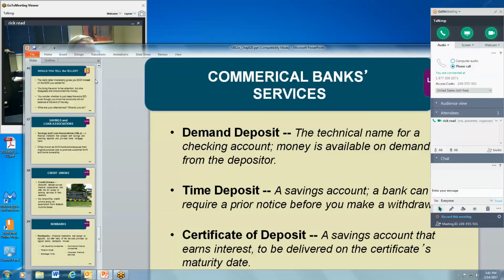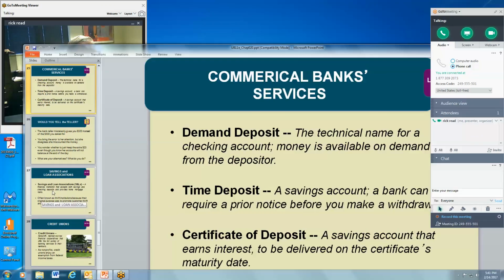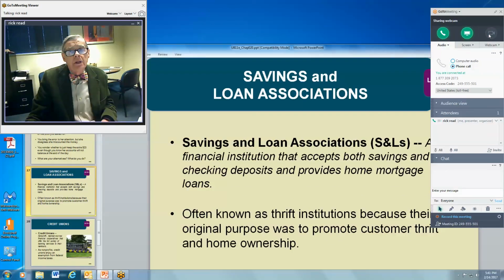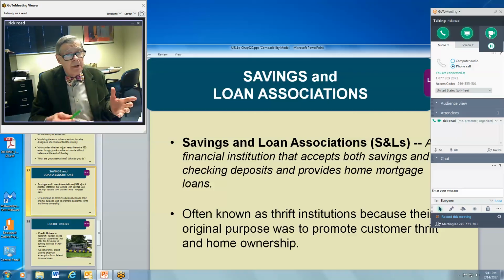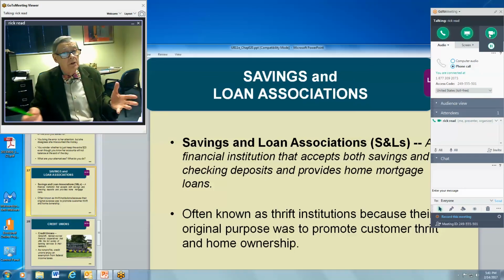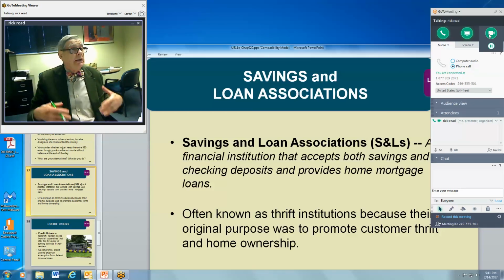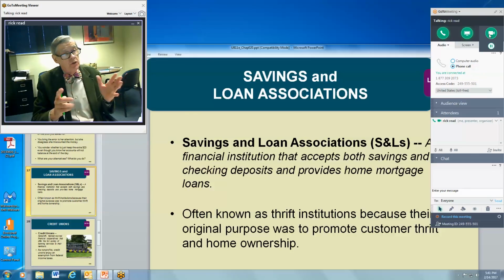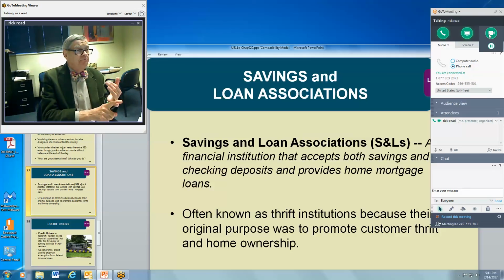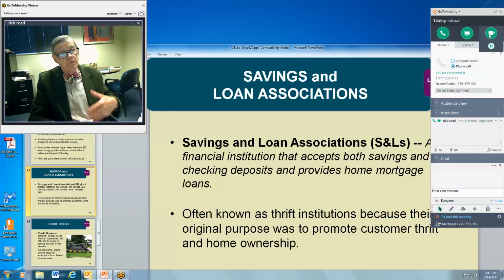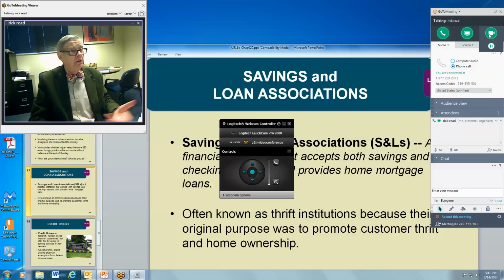A savings and loan, in many cases, performs the same functions as a traditional bank, as a commercial bank. Notice it has both savings and checking, et cetera, and it provides home loan mortgages. That is the primary purpose that savings and loans were created many years ago. Actually, it had two purposes: to promote saving and then to promote home ownership. Of course, regular banks now have mortgages, et cetera. And many years ago, you didn't have that.